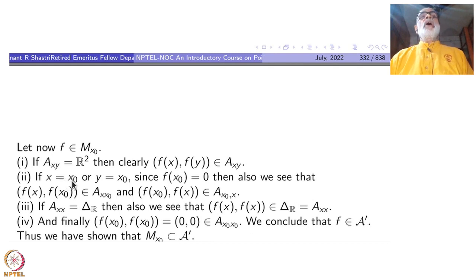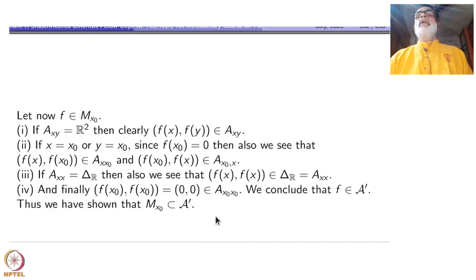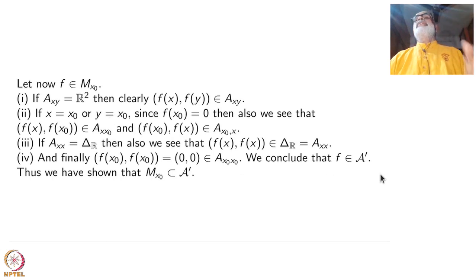If x is x naught or y is y naught, one of them, since f(x naught) is 0, then also we see that (f(x naught), f(y)) is in A_{x x naught}. The other way around, if we interchange them, then it will be through A_{x naught x}, otherwise it is in that one. If A_xx is the diagonal delta R, then also we see that f(x) is inside delta R, so it is A_xx. And finally, f(x naught) is (0, 0), so that is also inside. So what we have concluded is, this f is inside A prime.